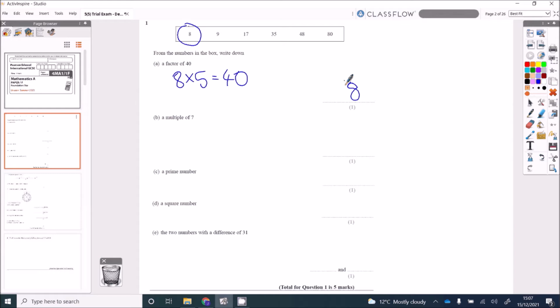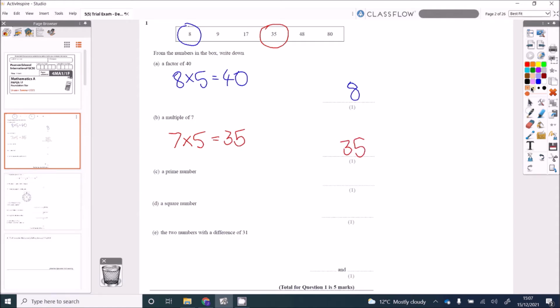Now, for part B, a multiple of 7, that is just anything which is in the 7 times table. So multiples are big, factors are small. So multiple of 7, something in the 7 times table will be 35, because 7 times 5 equals 35. So the answer is 35.